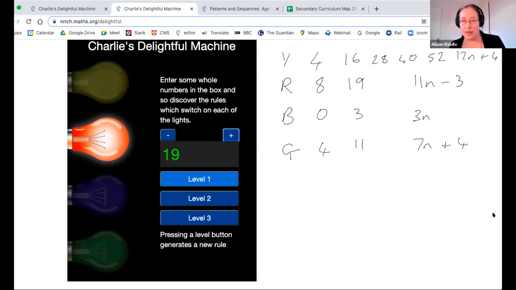Blue, I know, is always going to be a multiple of 3. And yellow, I think, is never going to be a multiple of 3. Because 12 is a multiple of 3, but 4 isn't. So these numbers are all one more than a multiple of 3, and that's going to carry on forever. So it's not always possible to turn on all 4 lights.